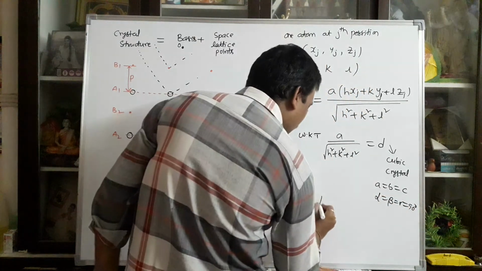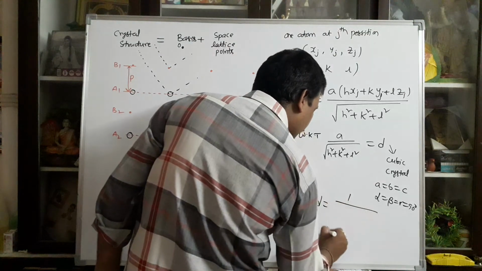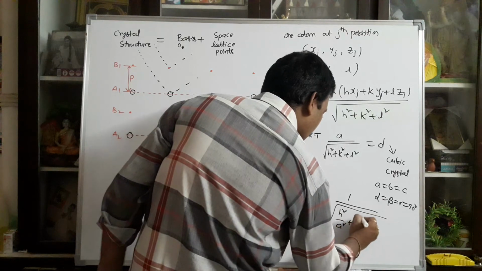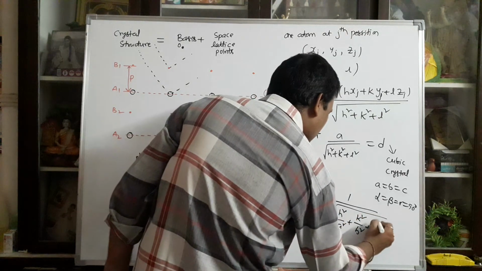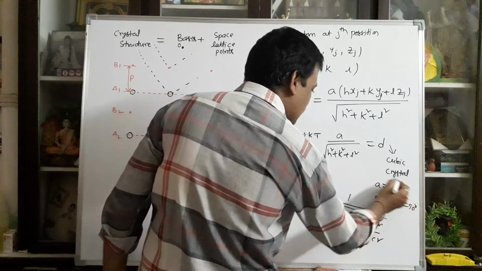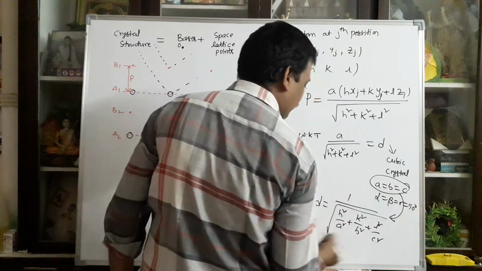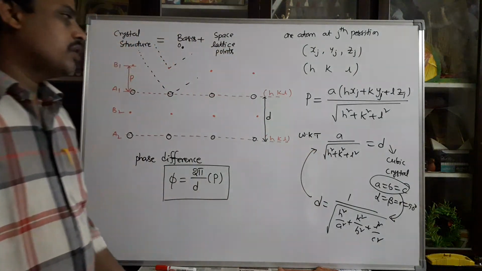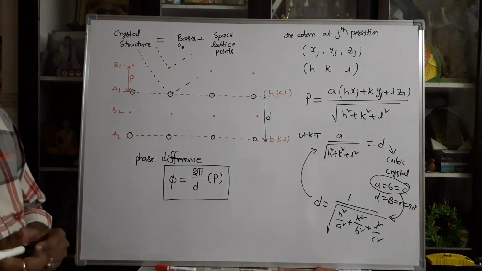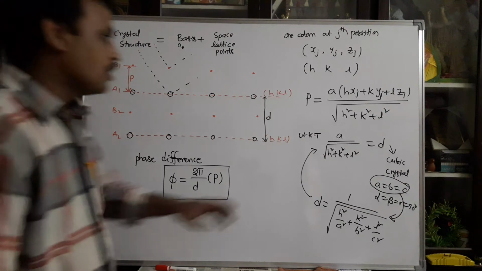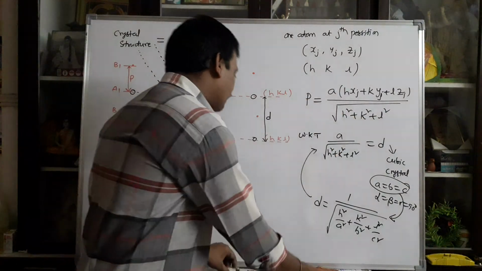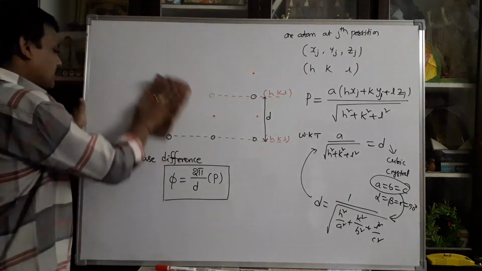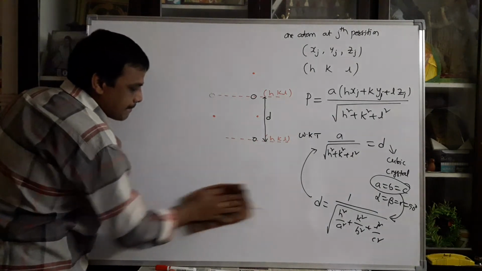The general d value is 1 by square root of h square by a square plus k square by b square plus l square by c square. This condition is substituted in this equation. We get d value is a by square root of h square plus k square plus l square. This value is substituted in the height of the plane.